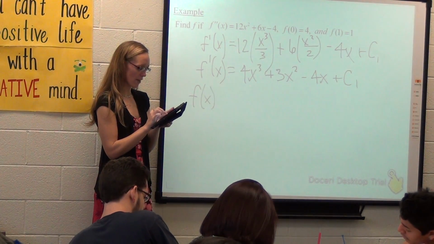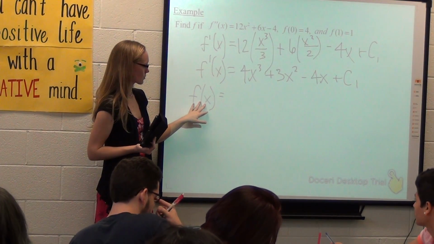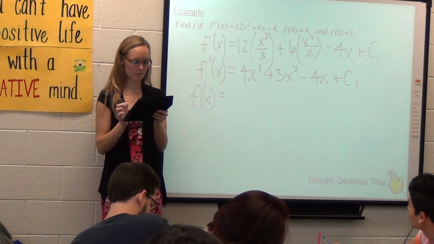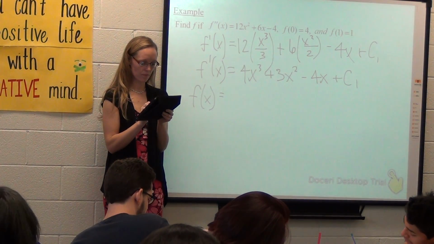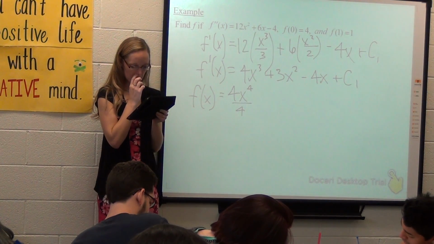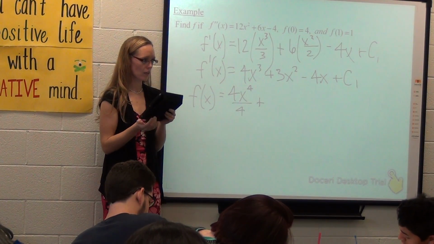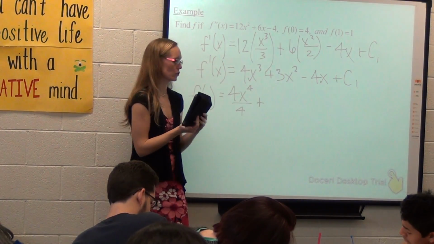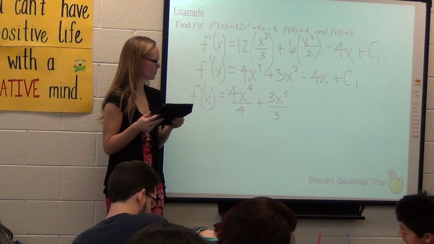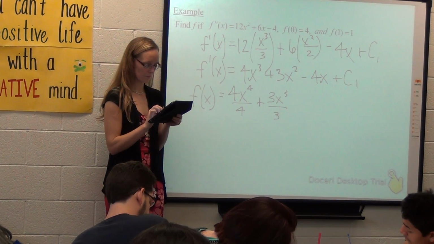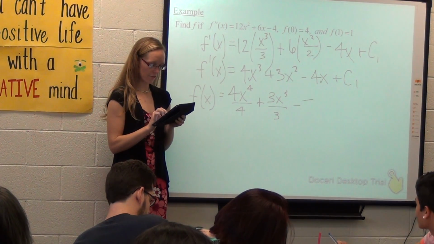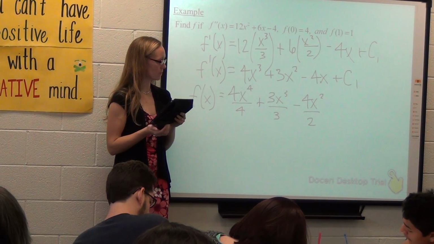Now I want to underive this to get to my function. In order to underive 4x to the third, what do I do? 4 up front, add 1 to 3, and then divide by 4. I add 1 and divide. I'm going to do the same thing here with 3x squared, so the 3 stays in front. I add 1 to the exponent and then divide. Right here where I have 4x, that 4 is going to stay in front. I add 1 to the exponent and divide.